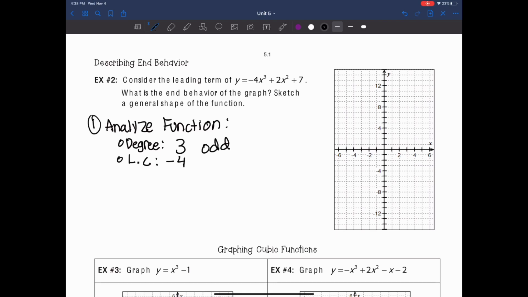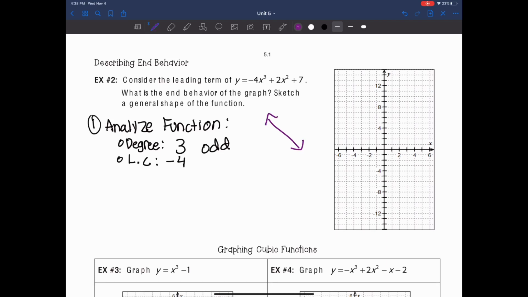Now, since we have a leading coefficient that's negative and we have a degree that's odd, remember that this is going to do the reverse of the x to the first graph, which goes uphill. Since this is negative, this is going to go downhill. So we're going to be going up on the left and down on the right. Okay, so let's go ahead and draw generally what's going to be happening here.